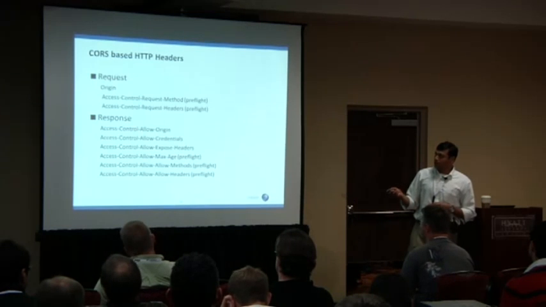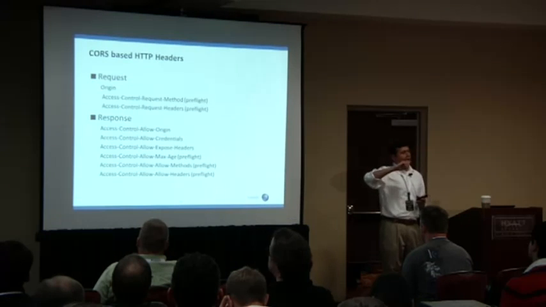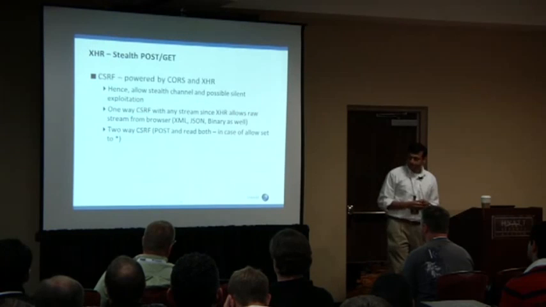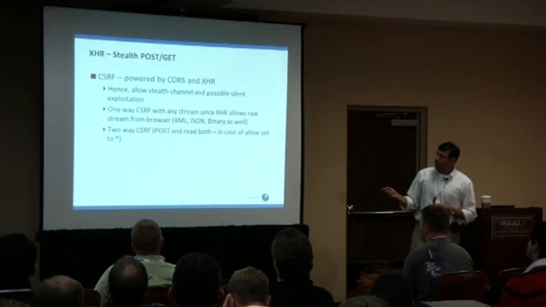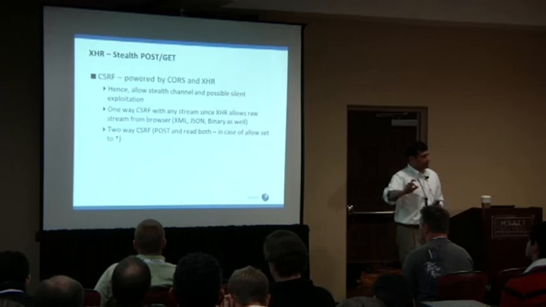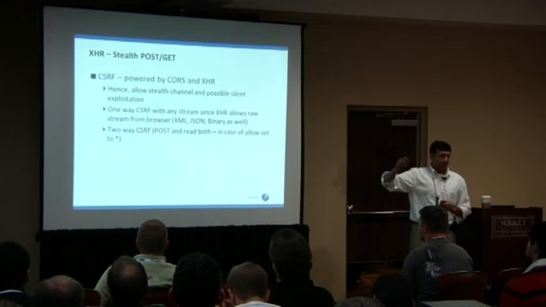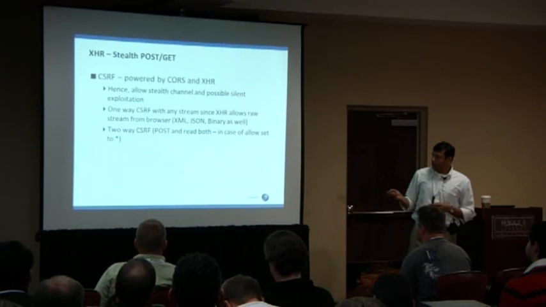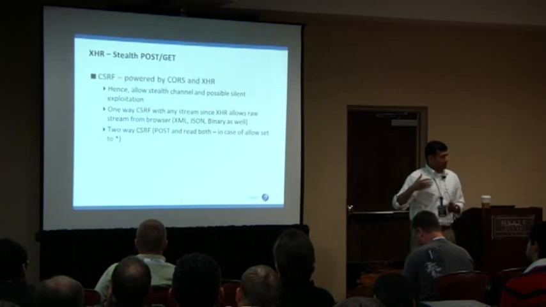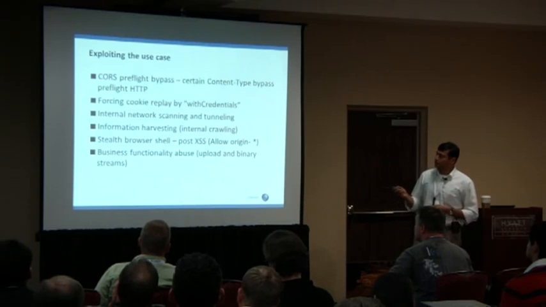So for request and response, what is going to happen is before you make a call, there is an OPTIONS call which will go through on the wire. That is a pre-flight call. So CSRF powered by CORS and XHR allows a stealth channel. Now with XHR, you can open a stealth channel against the backend. And then you can do both POST and GET, and pretty much you can send any data to the cross domain. Now, some interesting catches over here.